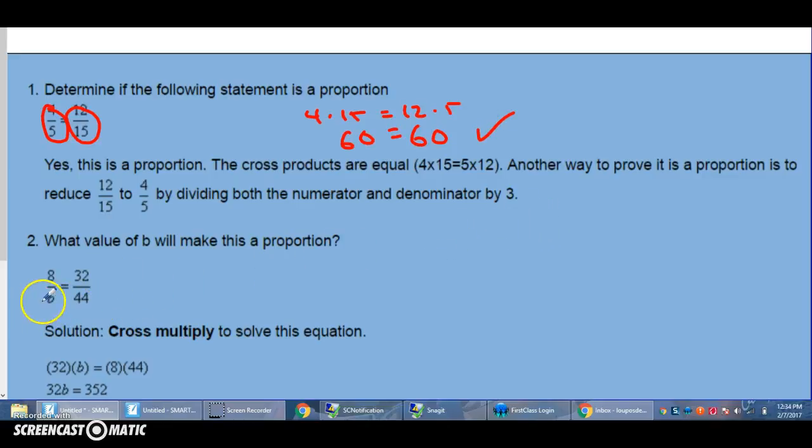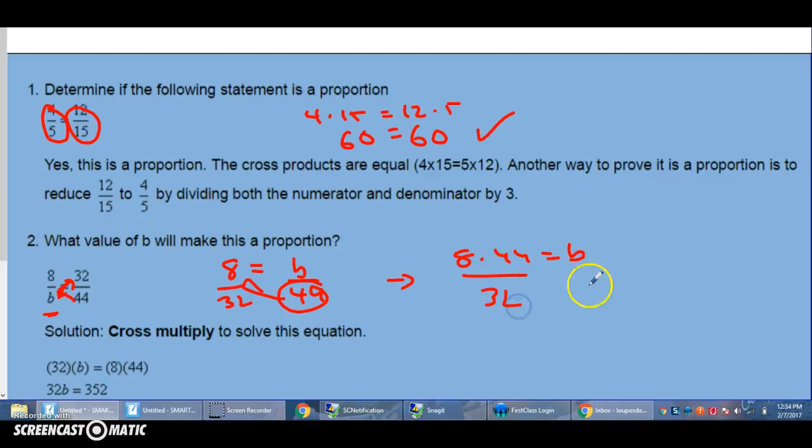Here you want to solve for B, so I've done this a couple times now. When B is on the bottom, the easiest way to do that is just to bring that up across and bring this guy back down. So swap these out. So 8 is equal to, and the 32 goes where the B is, and the B goes where the 32 is, and you still have the 44 there. So I'll do this in 2 steps. And the next step is to get rid of the 44. You bring that up top. So it's 8 times 44 is equal to B. 8 times 44 divided by 32 is equal to B. And then you put that in a calculator.